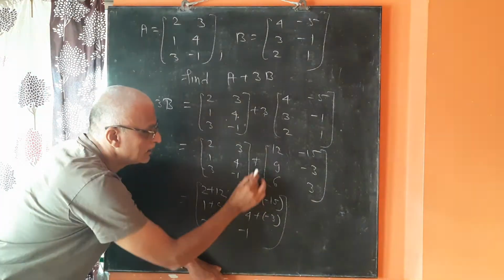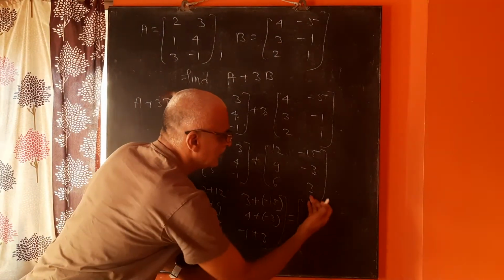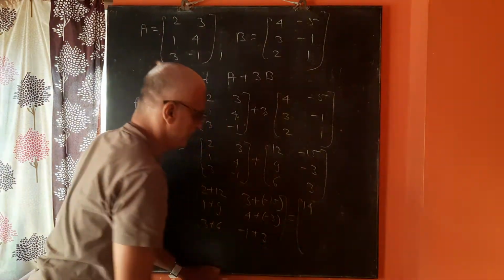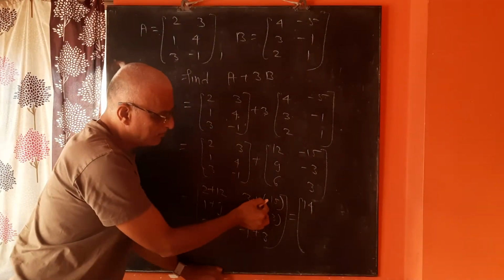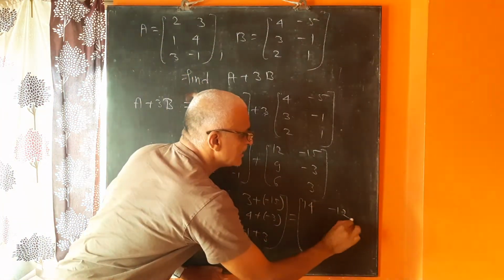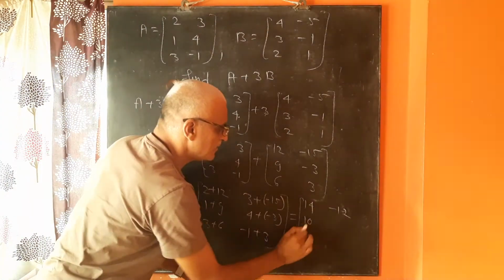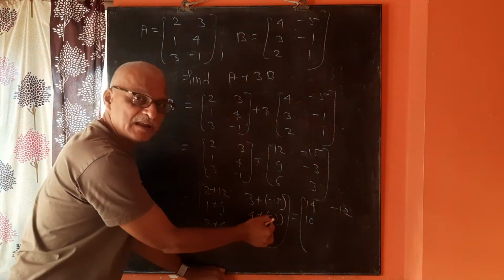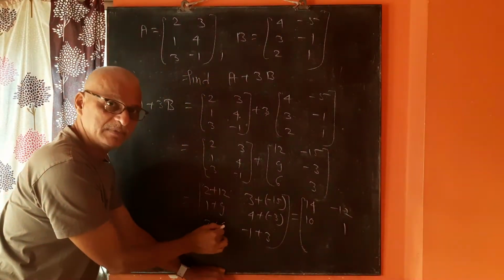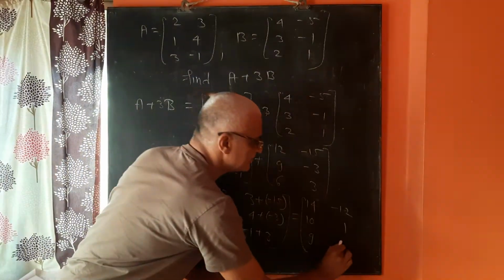Minus 1 plus 3 is equals to. Now add the elements. 2 plus 12, that is 14. 3 plus of minus means minus, 3 minus 15, that is minus 12. 1 plus 9 is 10. 4 plus of minus, that is minus, 4 minus 3, 1. 3 plus 6, that is 9. Minus 1 plus 3, that is equals to 2.